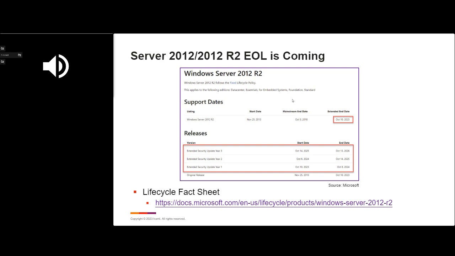But that's the date there. October 10, 2023 will be the final Server 2012 and 2012 R2 update. So be prepared for that.